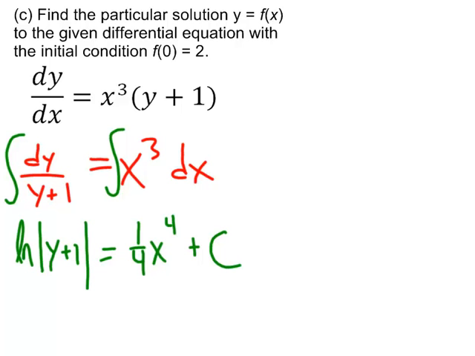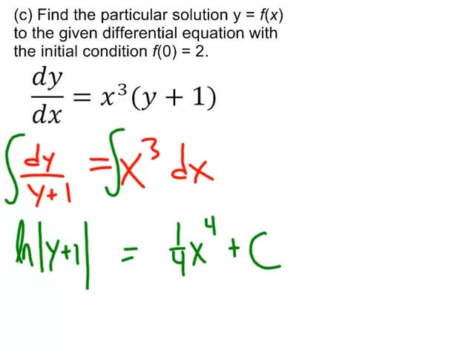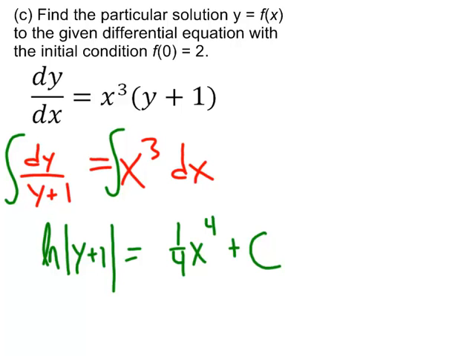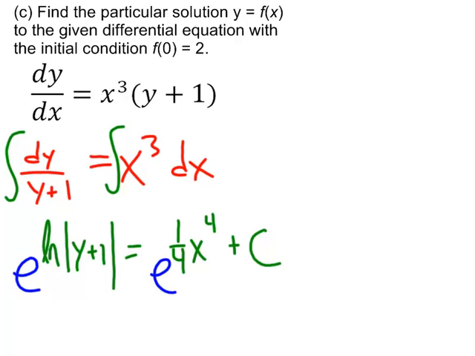Let's see, how do we get rid of that ln on the left-hand side? Well, we use its inverse, the exponential function with base e. So we make both sides exponents of e. On the left side, at least, the e and the ln cancel each other out. We get y plus 1 absolute valued.